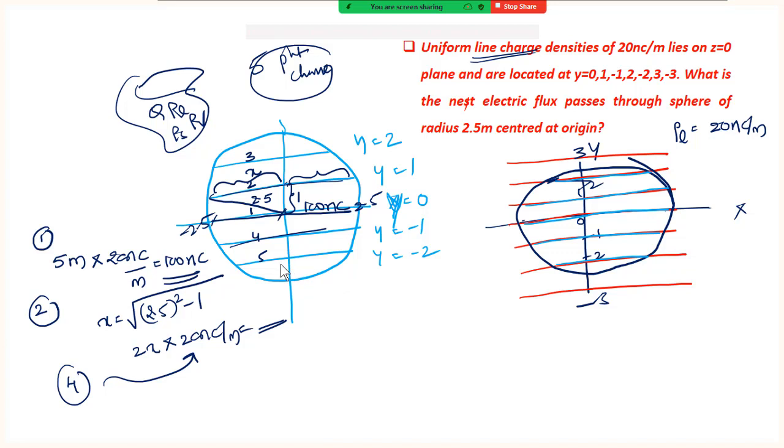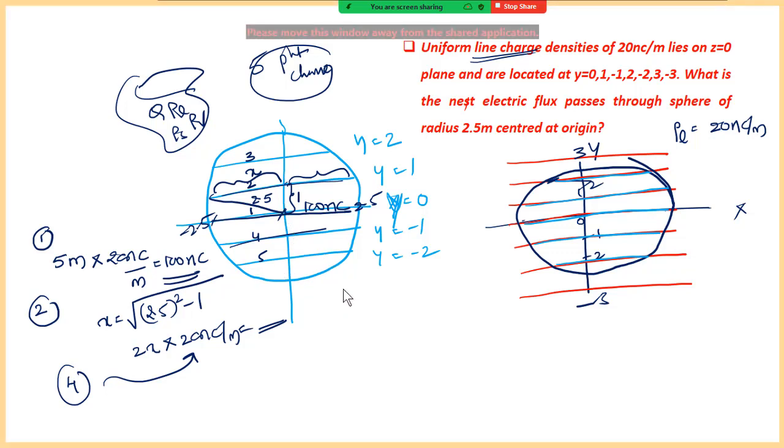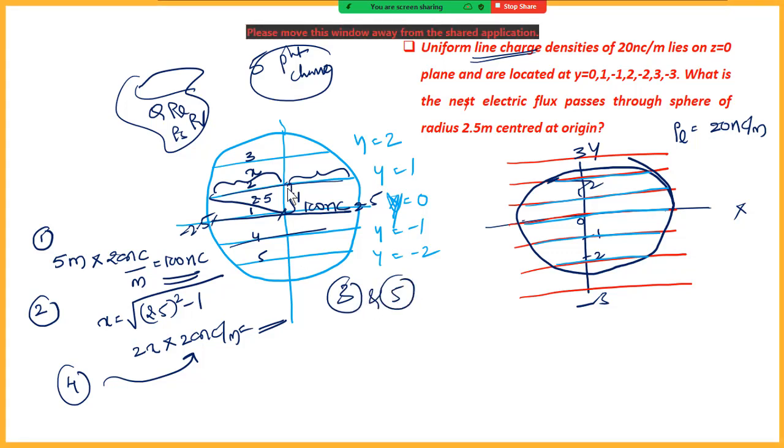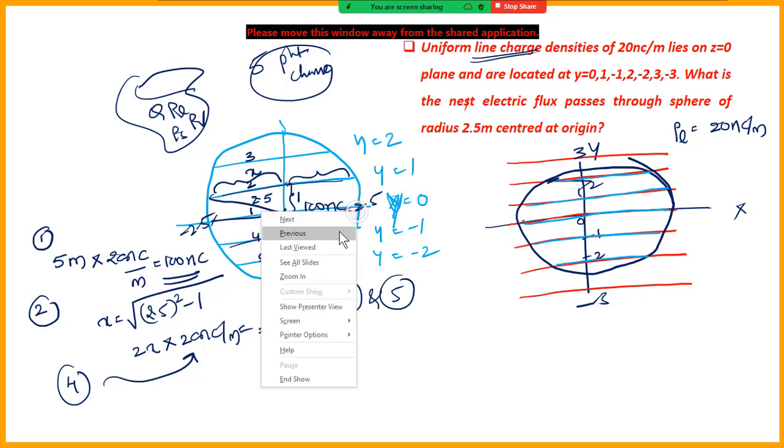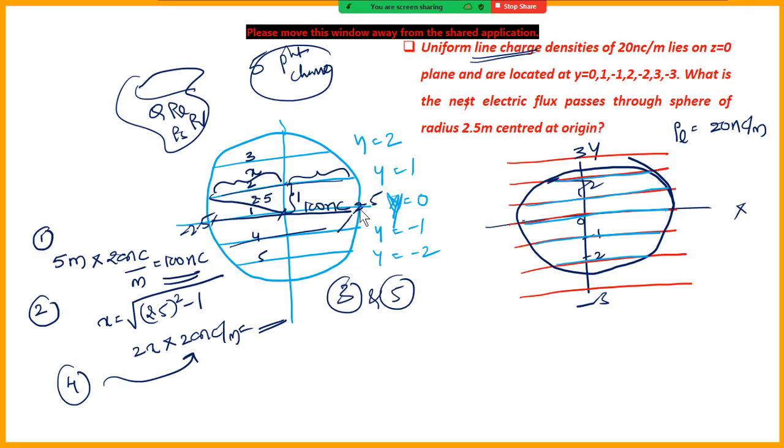Now to calculate line 3 or line 5, because line 3 length and line 5 length both are same. Here already I have written something, that's why I will take line 5. So line 5 is nothing but what we have here. You can extend this one like this. Sorry, like this we have to, from the origin we have to extend.